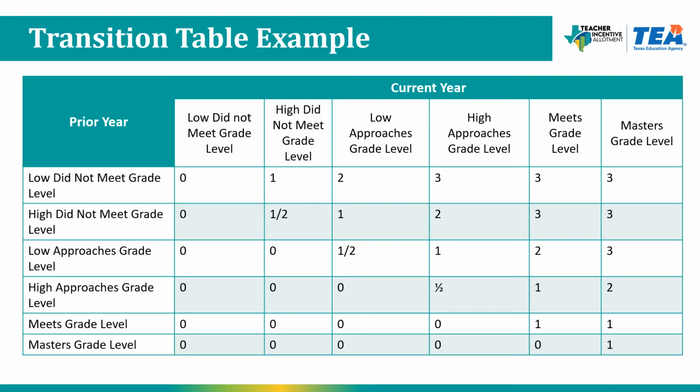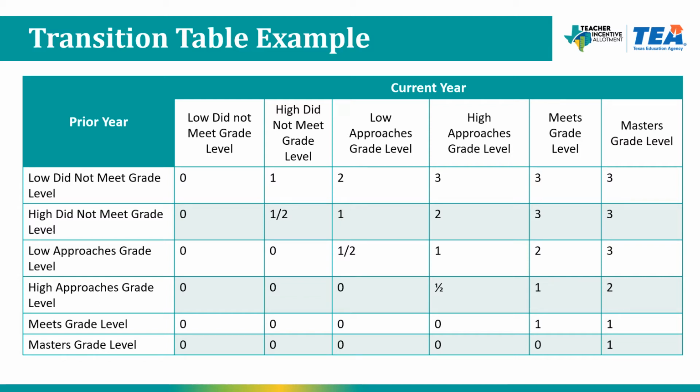Another example, looking at the high approaches grade level column for the prior year, you can see that if high approaches is maintained, the student would be allocated half a point of growth. And if they end up mastering the grade level, they would be allocated 2 points of growth. Again, I want to point out that these numbers have not been finalized, and TEA is hoping to finalize these in early fall, hopefully by October.